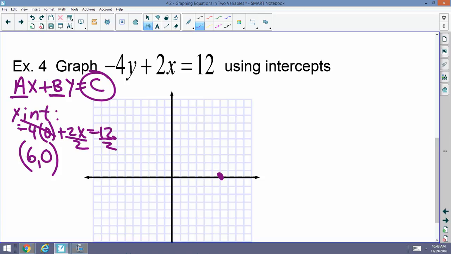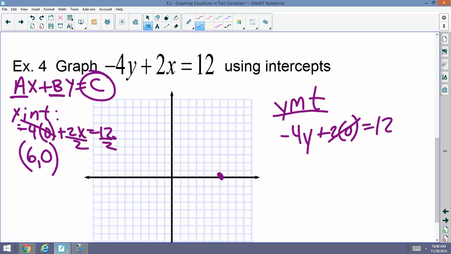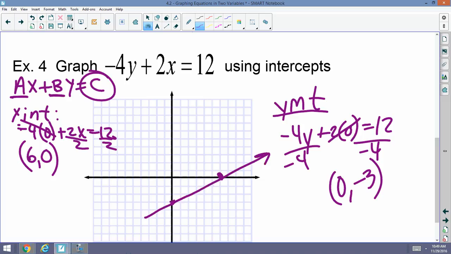Now let's find my y-intercept. My y-intercept is the y value when x is 0. So negative 4y plus 2 times 0 equals 12. That's gone. Divide by negative 4. My y-intercept is 0 comma negative 3. 1, 2, 3. And guess what? I can graph those 2 points and I'm done.